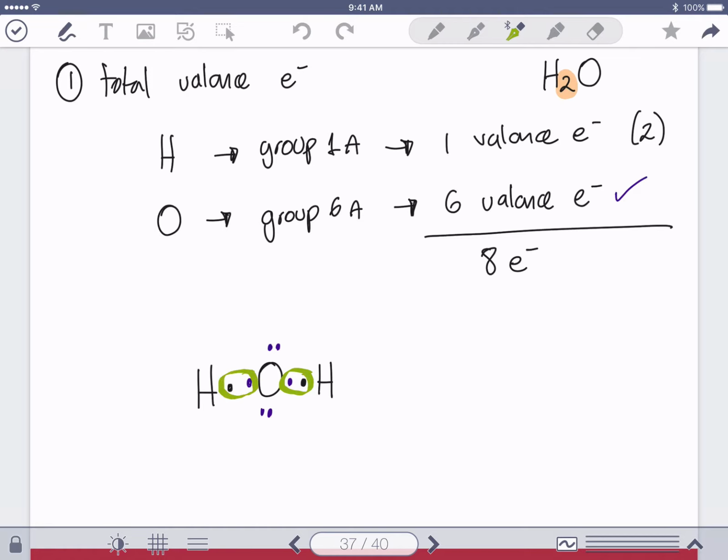Now, to check your work, you have to make sure that you count the total number of valence electrons, and it should be 8 electrons. We have 1, 2, 3, 4, 5, 6, 7, 8. So there are 8 electrons, which are the total 8 valence electrons, and your Lewis dot structure is drawn properly.